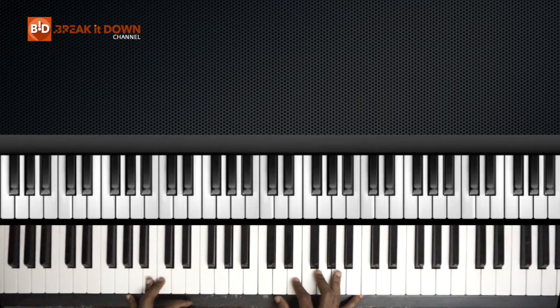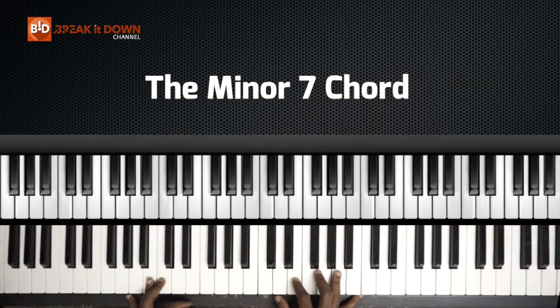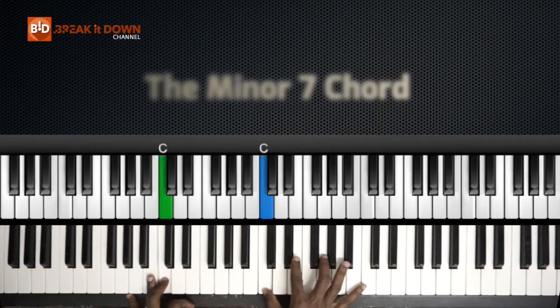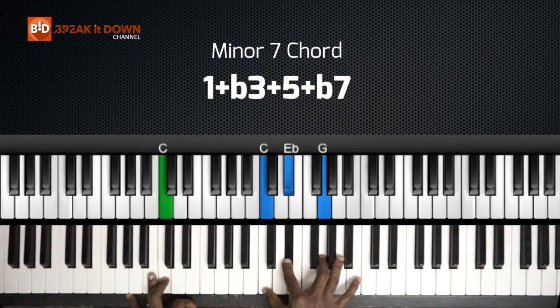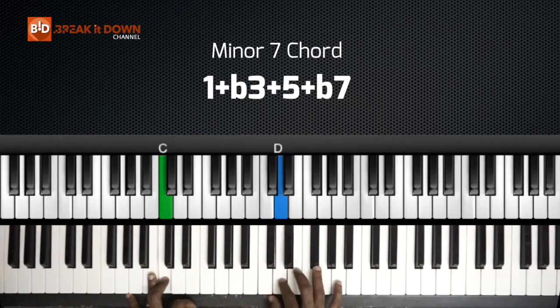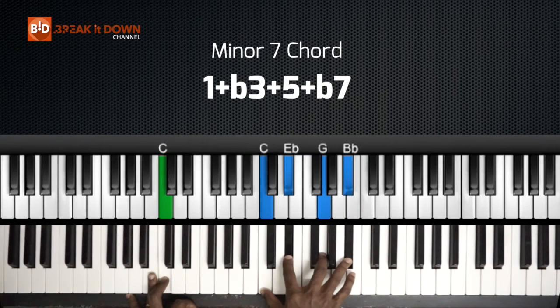Let's move on to what we call the minor seventh chord. Now we know what a minor chord is. Now a minor seventh chord is formed by flattening the 7. You already know this is 7: 1, 2, 3, 4, 5, 6, 7. Now we flatten it. Made up of a 1, a flattened third, a fifth, and a flattened 7.